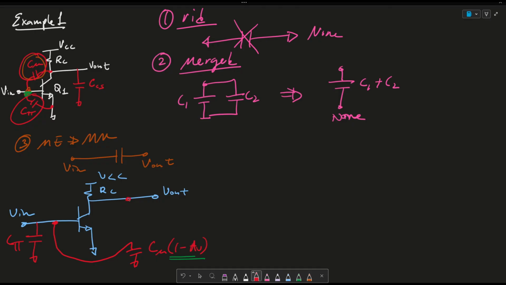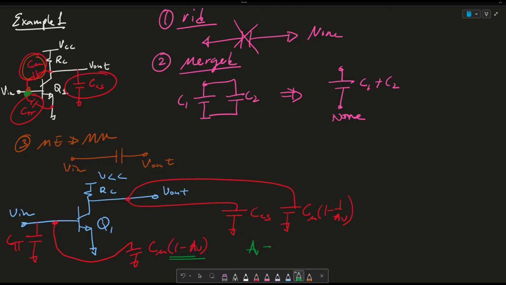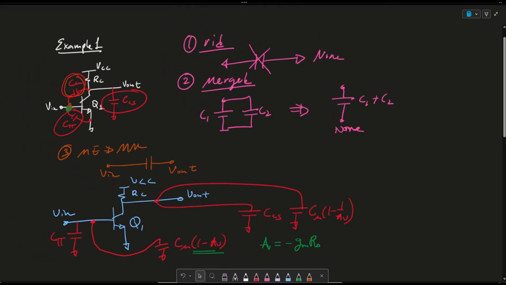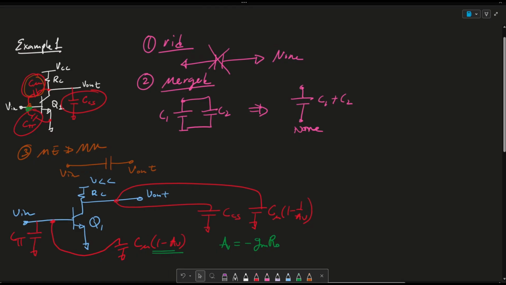We can go ahead then and consider that we have a CCS, this capacitor. And then we also have a C mu (1 - 1/AV). Again, I did a video on the common emitter analysis. So from that video, we understand that AV is equal to minus gm RD. So then if we really wanted to bring this and merge all my capacitances, it will look something like this.